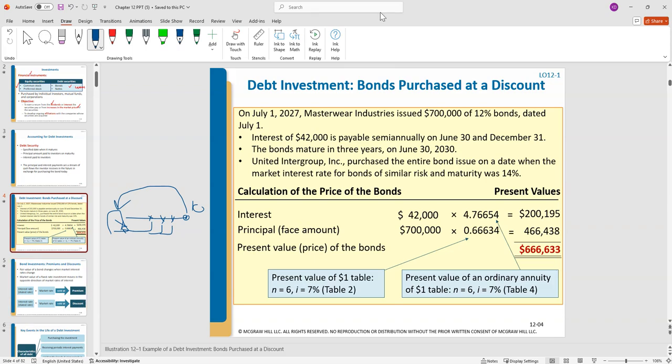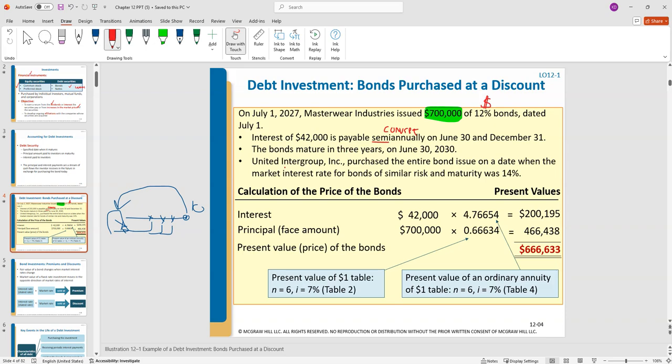In this situation, we have a $700,000 bond. 12% is the stated rate. S is stated. You can think of it as the rate that tells us how much cash money is going to be paid. Interest is payable semi-annually. Anytime there's semi-annual or quarterly, that typically is a hint that you might need to convert the I and the N. It matures in 3 years.